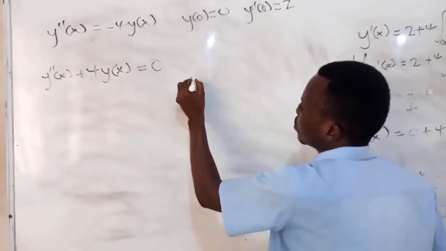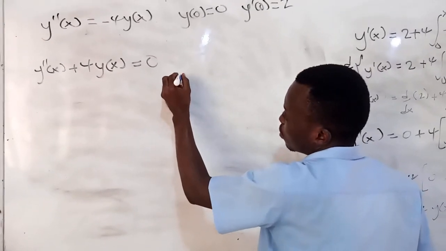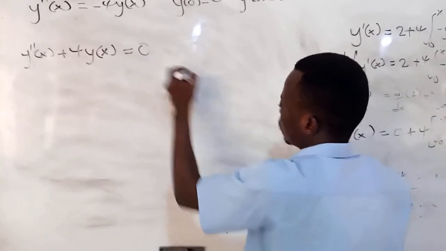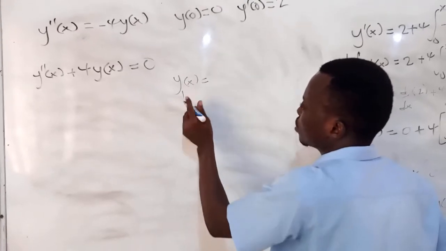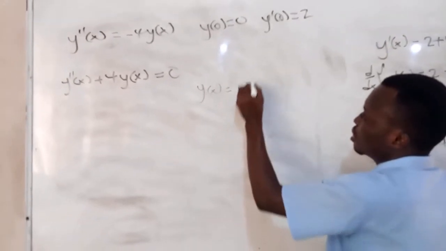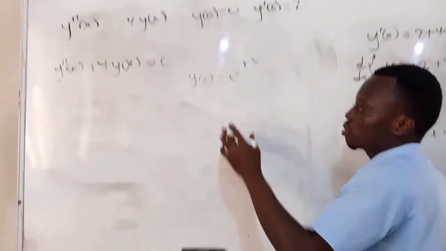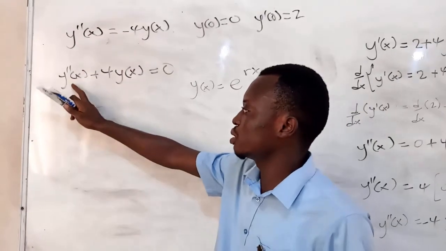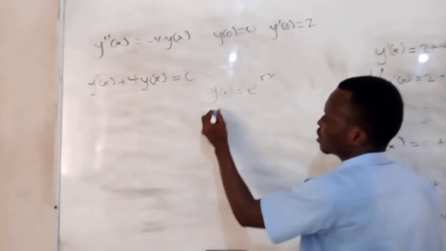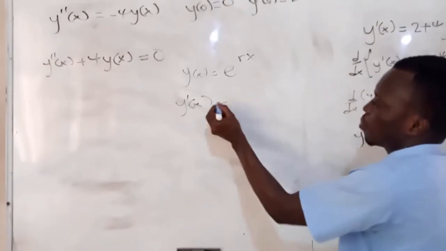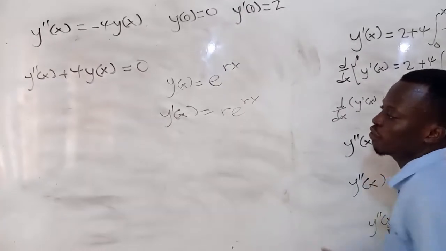Let's say y(s) equal to e raised to the power rs is a solution to this equation. So we need to differentiate it to get our second derivative, and replace it and solve this ODE. Our first derivative will give us r e raised to the power rs. This is our first derivative.